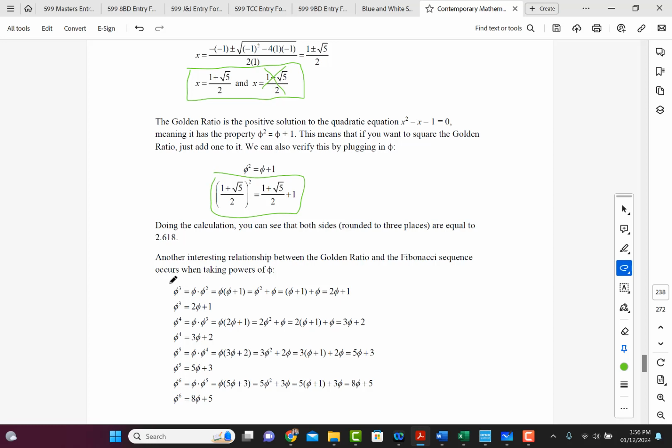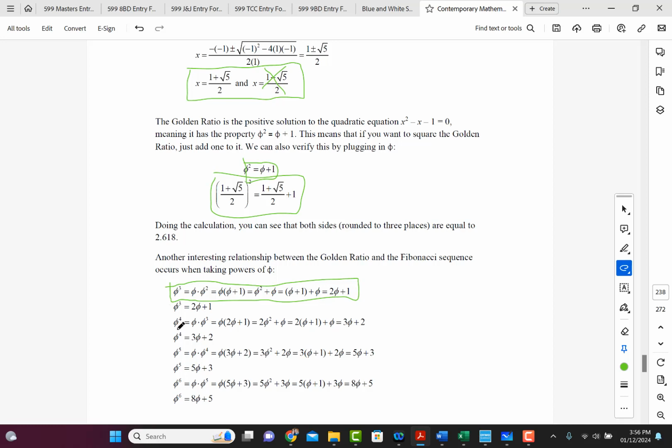So if we take powers of phi, let's take this, right? So phi cubed equals phi times phi squared, which equals phi times phi plus 1, right? All we're doing is using this equation. And then we get phi squared plus phi, which equals phi plus 1 plus phi, which equals 2 phi plus 1. So we get phi cubed equals 2 phi plus 1.